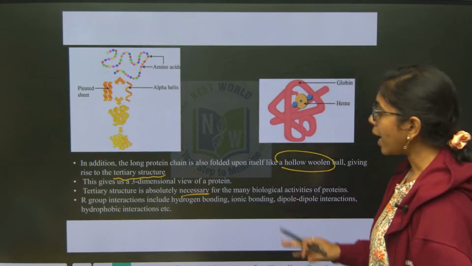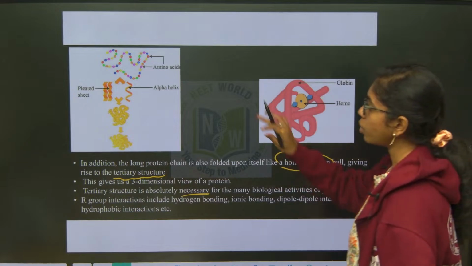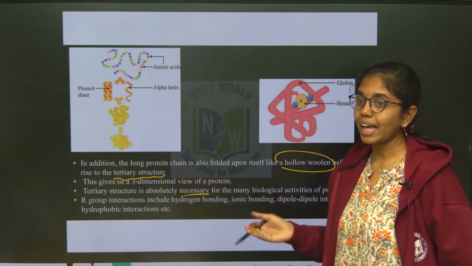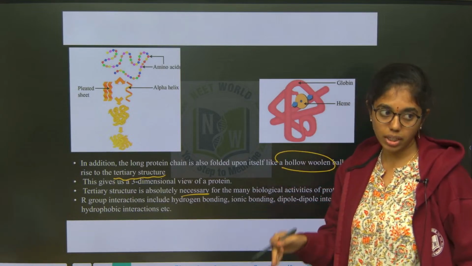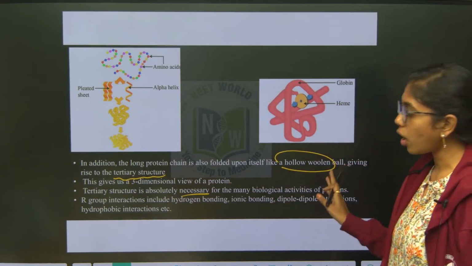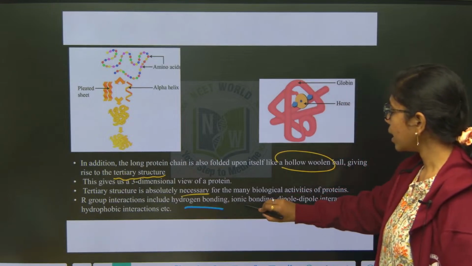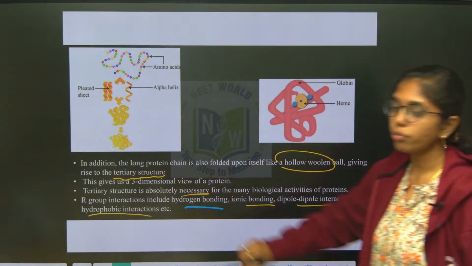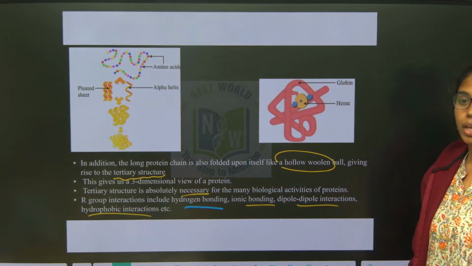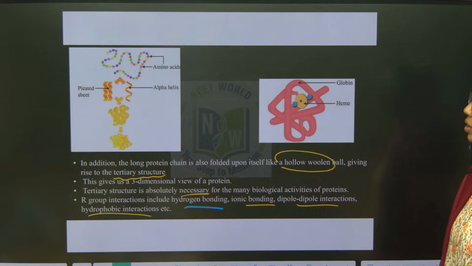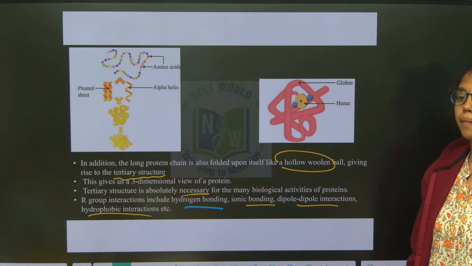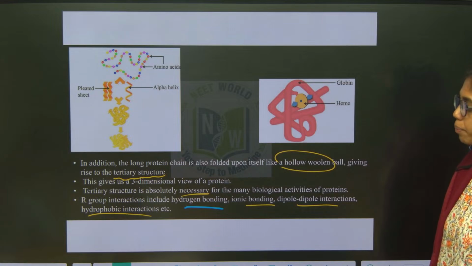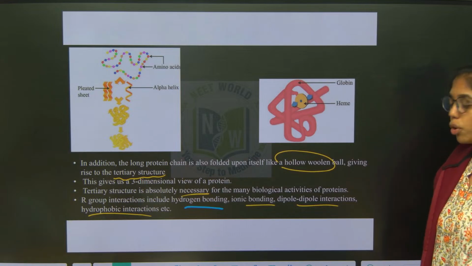Fine. R group interactions include what? So in the tertiary structure, what are the bonds that are present? Unlike the hydrogen bond you have seen in the secondary structure, here you can also see hydrogen bonding, ionic bonding, dipole-dipole interactions and hydrophobic interactions. Clear, right? So the tertiary structure includes what bonds? Hydrogen bonding, ionic bonding, dipole-dipole interactions and hydrophobic interactions.